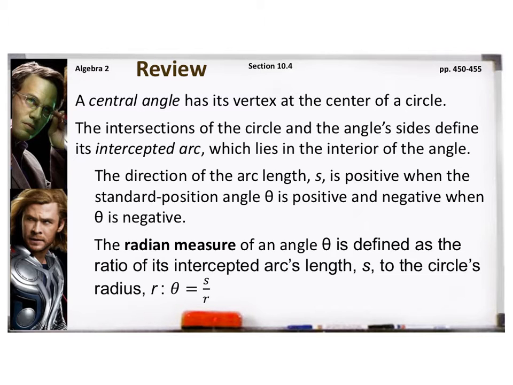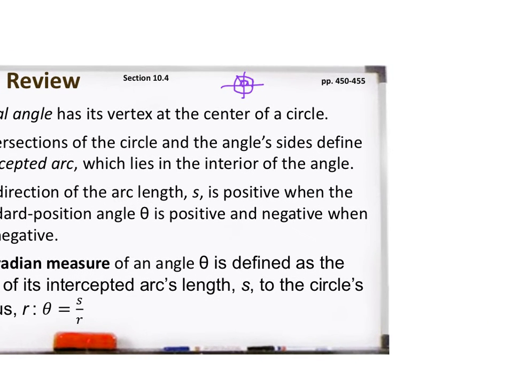A central angle has its vertex at the center of a circle. This angle right there would be the central angle. The intersections of the circle and the angle's sides define the intercepted arc. I'm going to draw it over here.